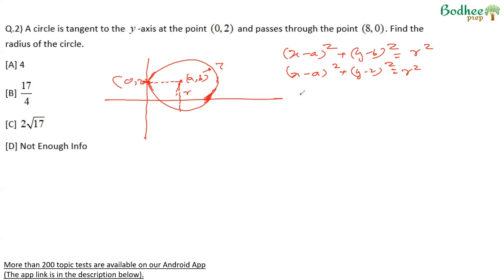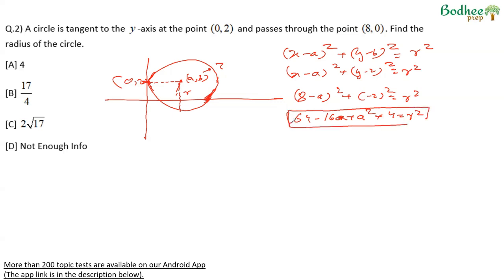Now we know that the circle passes through point (8, 0). So if we substitute 8 and 0 instead of x and y, we'll get (8 minus a) square plus (0 minus 2) square is equal to r square, which means 64 minus 16a plus a square plus 4 is equal to r square. This is one equation that we will get.